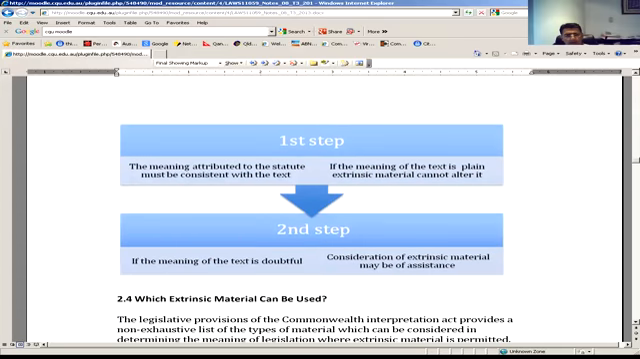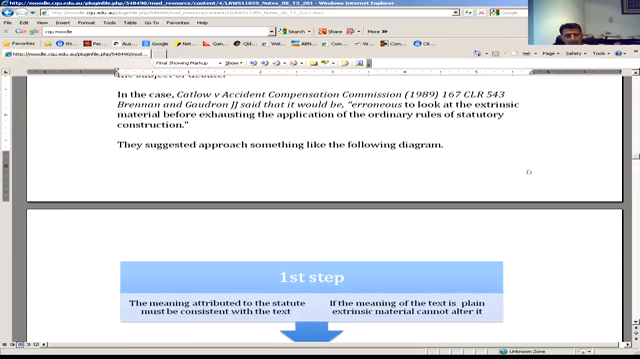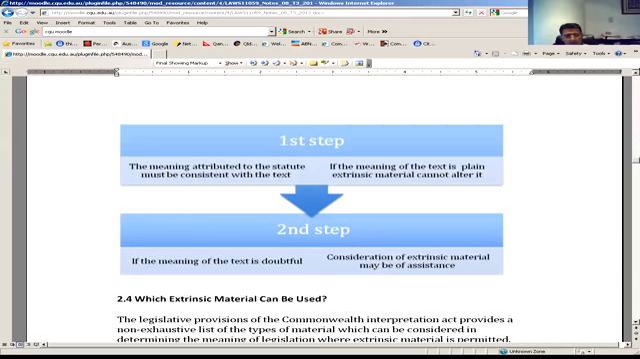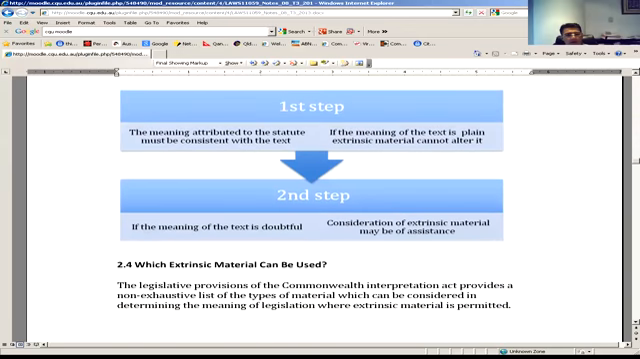The textbook, though, provides this mechanism, or this suggested approach, they call it. The first step is to work out the meaning attributed to the statute, and see if that meaning is consistent with the text of the section. If the meaning of the text is plain, the extrinsic material cannot alter it. But if the meaning of the text is doubtful, so if there is some ambiguity, look at the extrinsic material. And that's what we were saying before.